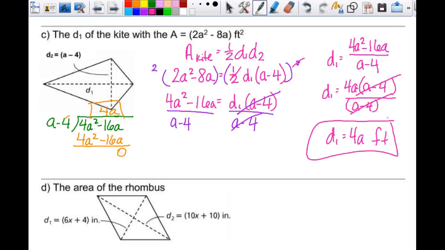Algebra 1 is not going away, just like geometry is not going away. You are expected to know how to do that stuff. If you don't, go on Khan Academy, go on Alex, make sure you can do those things. Okay?